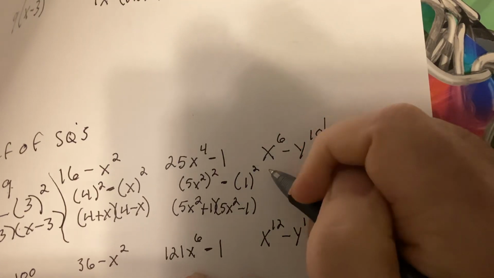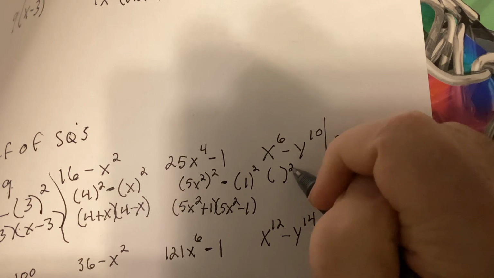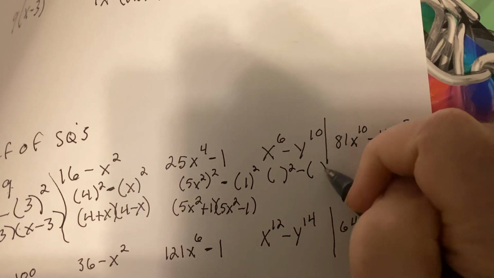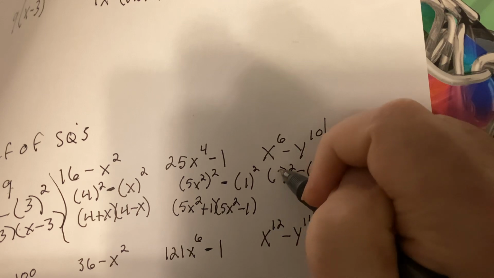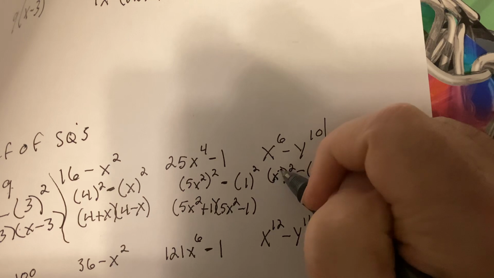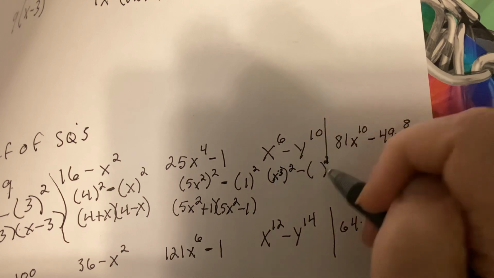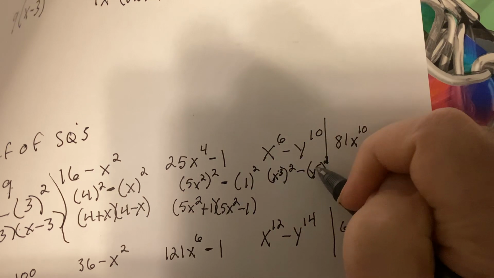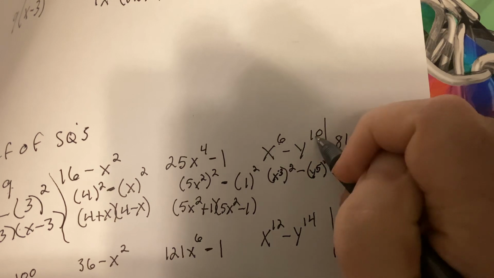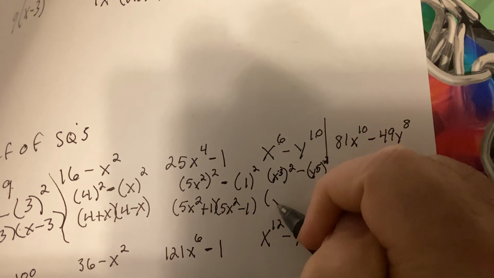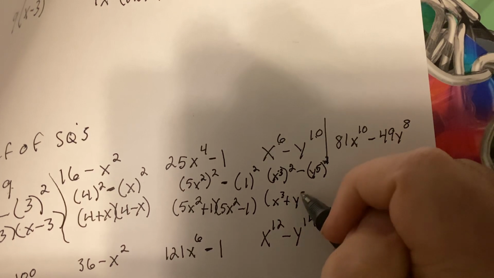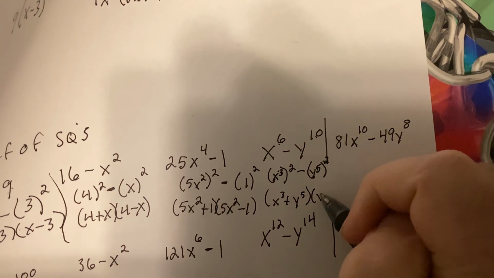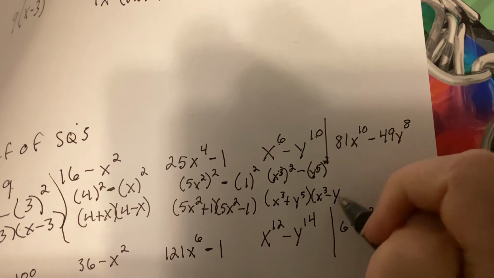So this one, what do you square? Minus what are you squaring? So remember, when you have a base to a power, then to another power, you multiply. So this would be x cubed. 3 times 2 is 6. And this would be y to the 5th. 5 times 2 is 10. So it'd be x cubed plus y to the fifth, x cubed minus y to the fifth.